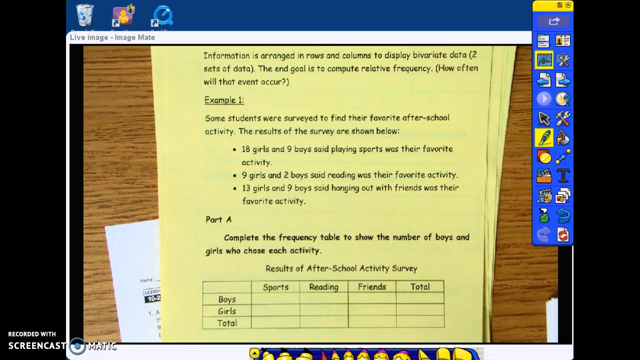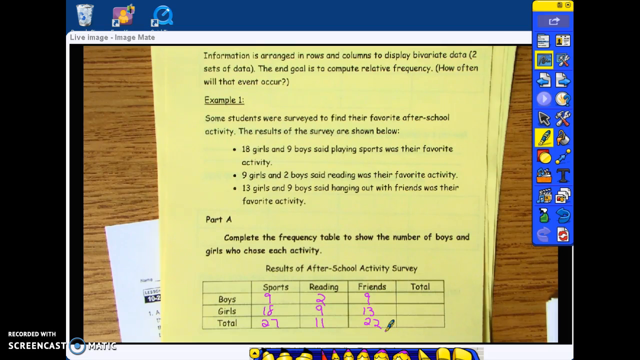So under sports, that was 9 boys and 18 girls to make a total of 27 children that like playing sports. For reading, we have 2 boys and 9 girls, which is a total of 11 that enjoy reading. Those that said hanging out with their friends was their favorite activity, that was 9 boys and 13 girls to make a total of 22 children.